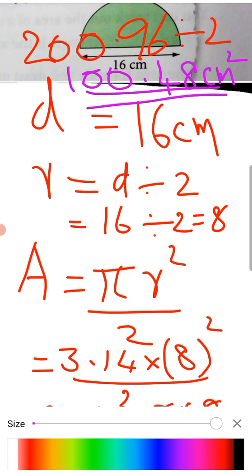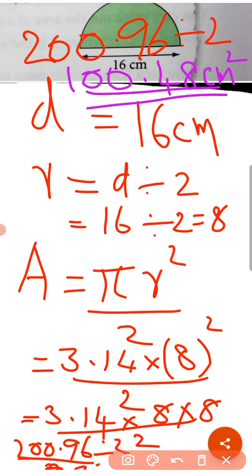Children, here the diameter is given, that is 16 centimeter. First you find the radius, that is diameter divided by 2, that is 16 divided by 2 is 8. Then substitute the values. Pi is 3.14 into r square. R squared means r into r. So 8 squared means 8 into 8. So 3.14 into 8 into 8 divided by 2. 3.14 into 8 into 8 is equal to 200.96, divided by 2 is 100.48 centimeter square.